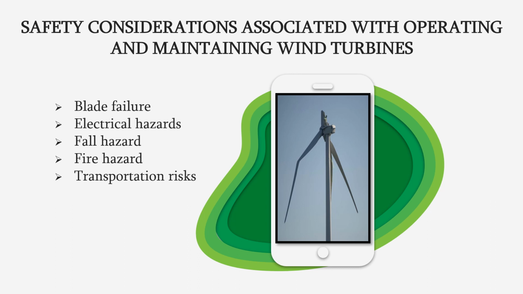In conclusion, operating and maintaining wind turbines can be hazardous and safety consideration must be a top priority. Blade failure and electrical hazards are two significant safety concerns associated with wind turbines, but other hazards such as falls, fire, and transportation risk must also be addressed. Proper training, safety equipment, and safety protocol must be in place to minimize the risk associated with wind turbine operations and maintenance.